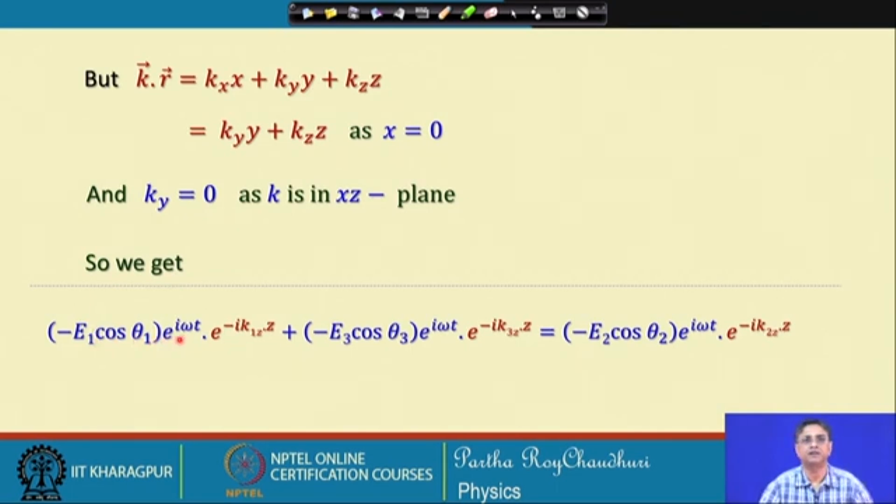So, we get this equation, that is we connect all the three components through this equation: E 1 cosine theta 1 e to the power of i omega t e to the power of minus i k 1 z z, plus a similar expression for the reflected wave with k 3 z z, equal to the expression for the transmitted wave, e to the power of minus i k 2 z z.